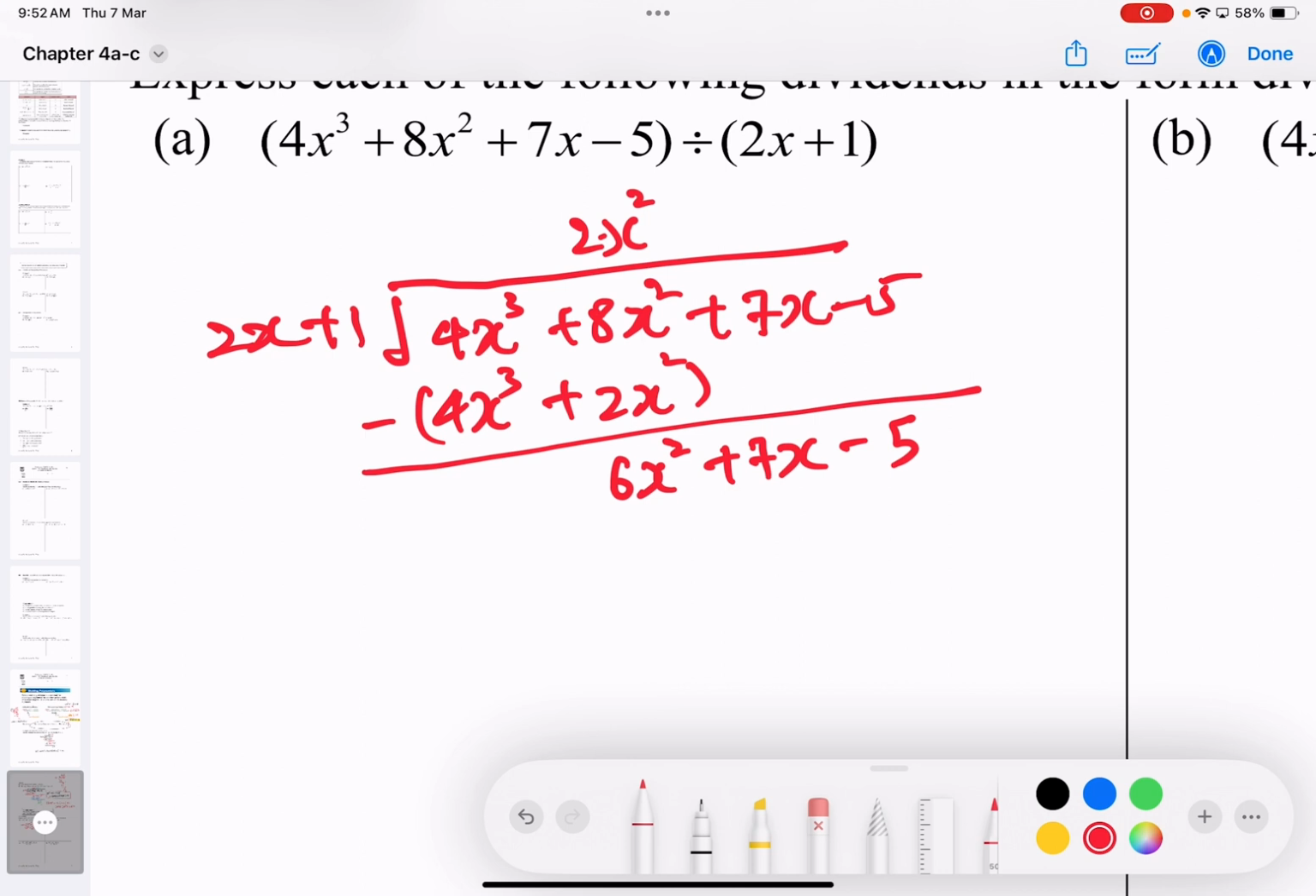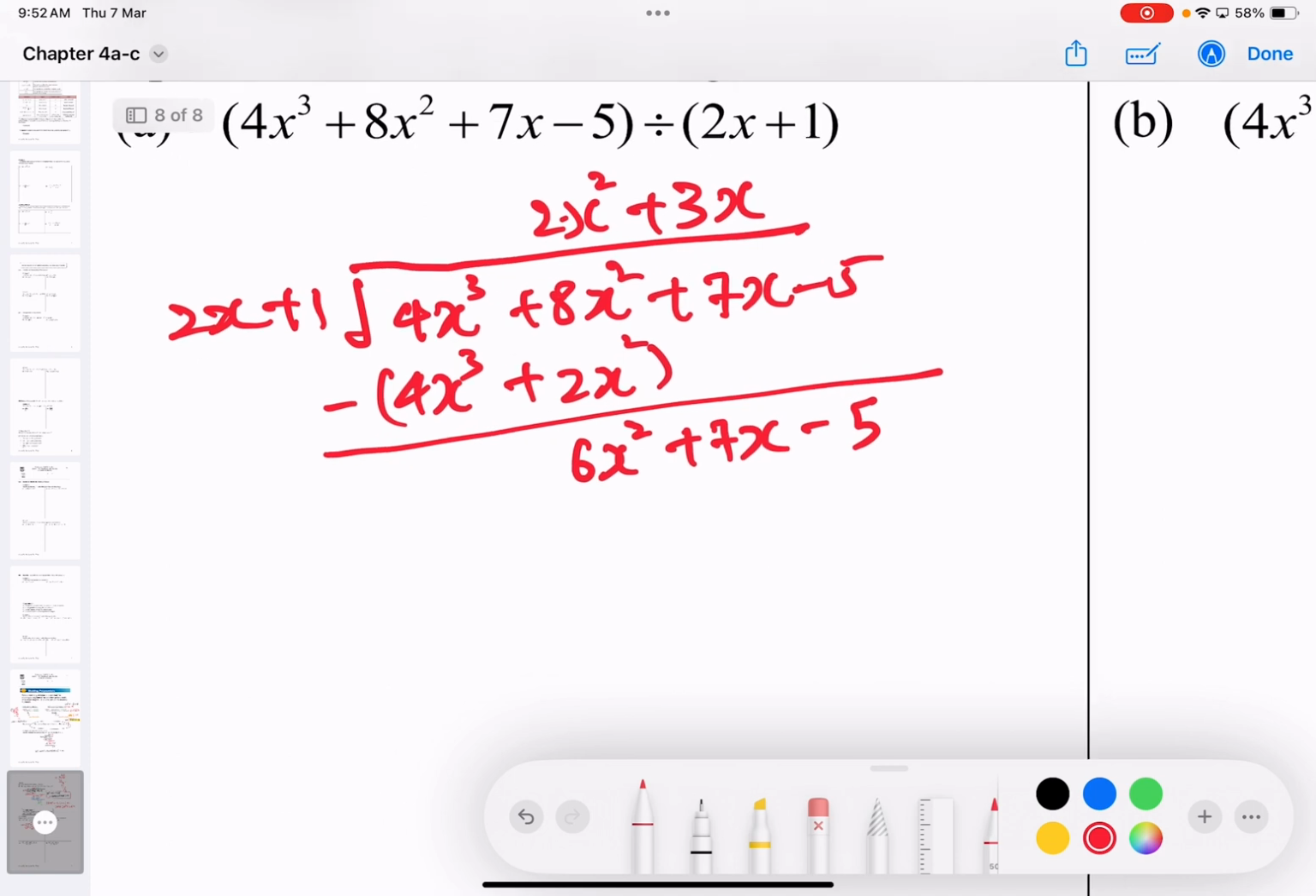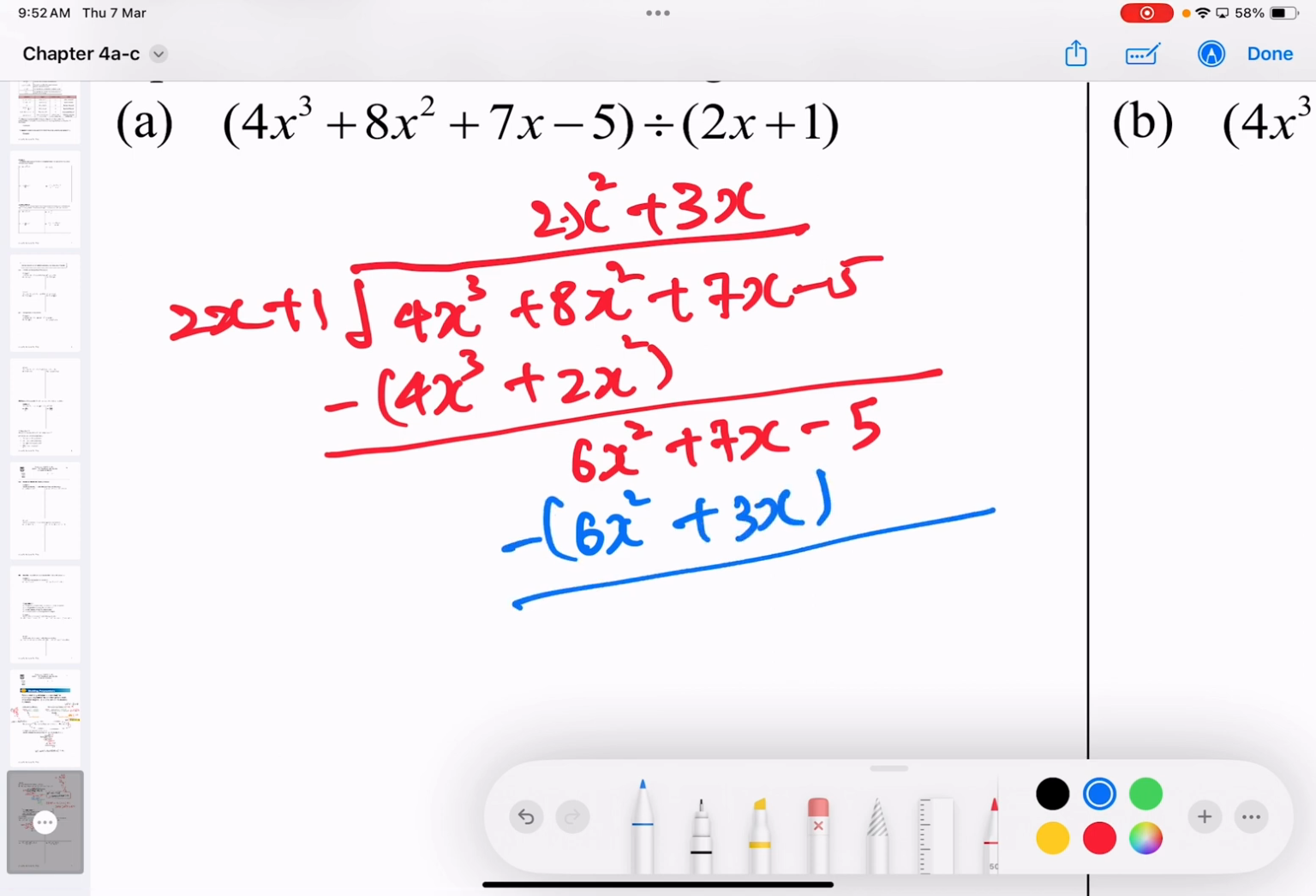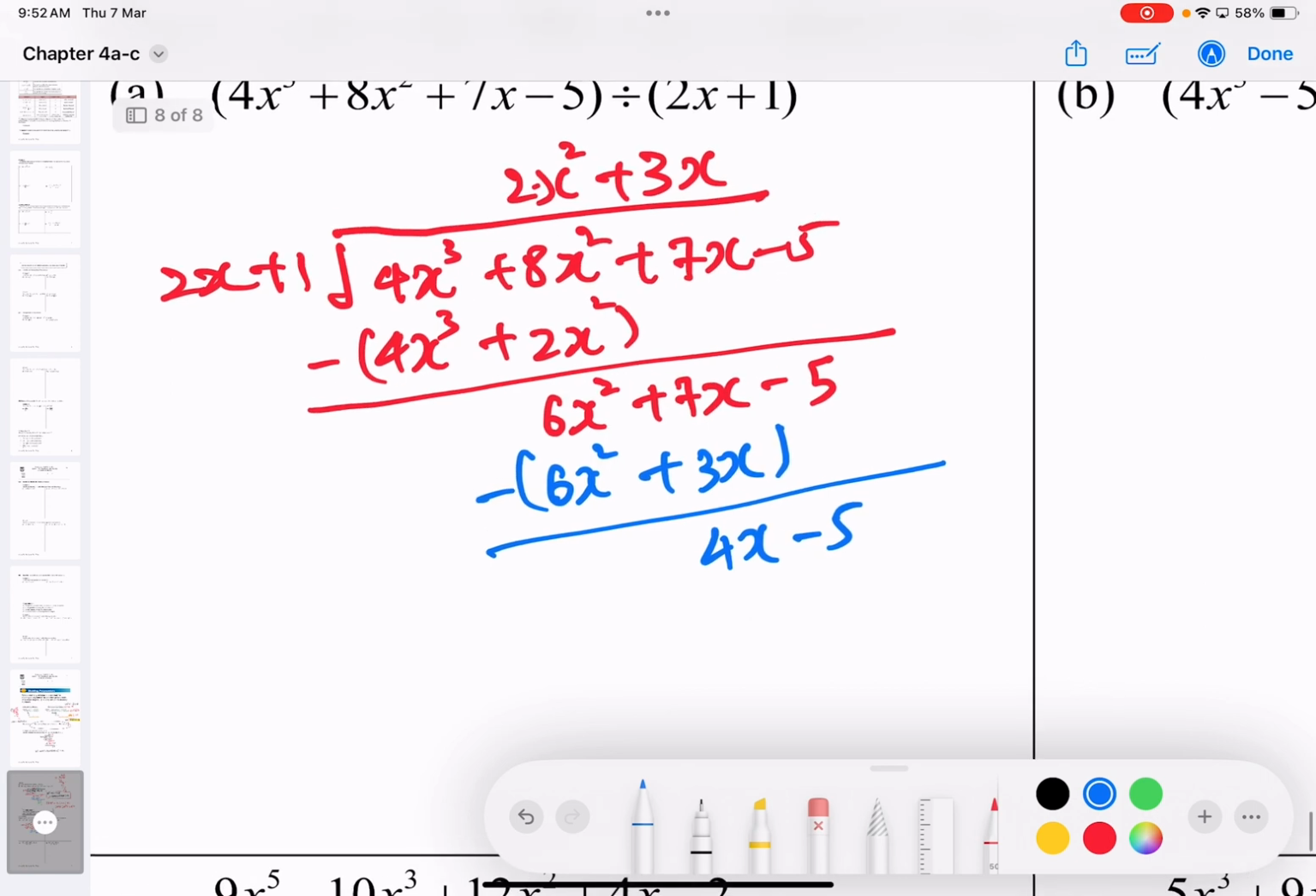Okay, so you're going to ask yourself, how do you get 6x squared? If you only have 2x, you know you're going to have to multiply by 3. The next one is you need to multiply by another x. So these games continue. 6x squared. 3x times 1 gives you positive 3x. Let's subtract again. So 7 minus 3. 7 minus 3 gives me 4x minus 5. Let's do it one more time.